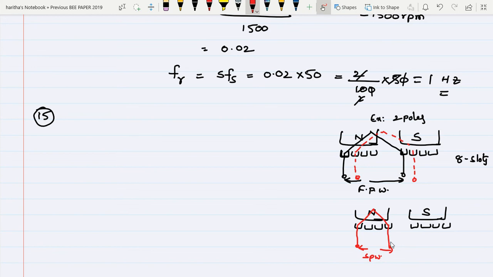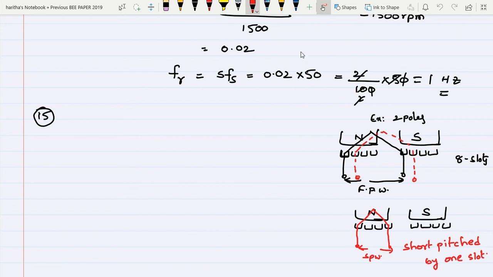So how many slots is it less than the full pitch? One slot. So it is short pitched by one slot. This is the meaning: in this case, the winding is short pitched by one slot. In the above problem also, it is given that the winding is short pitched by one slot.